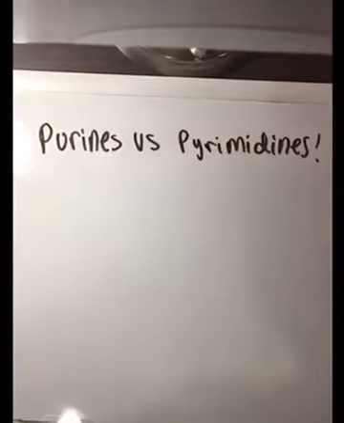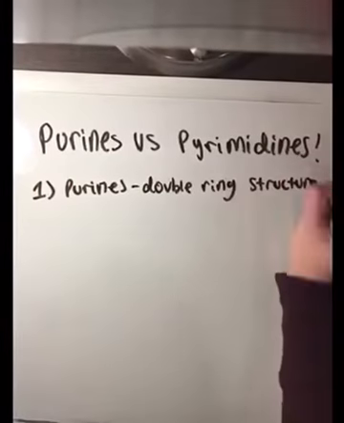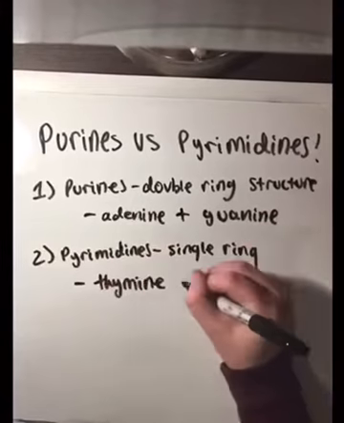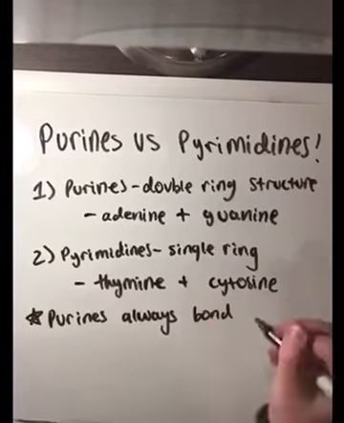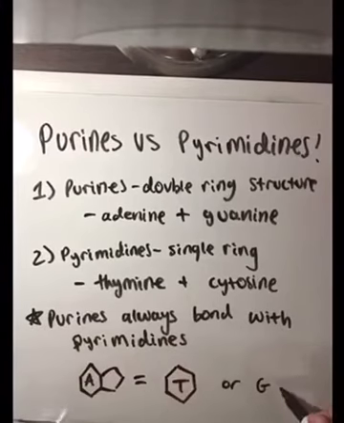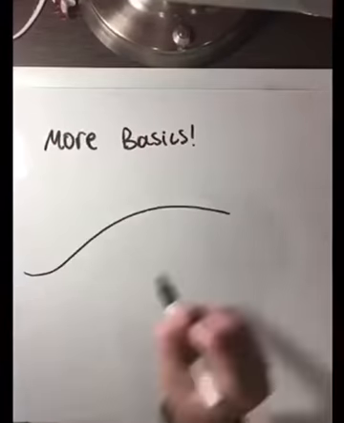So back to the bases. The reason A and G are similar is because they are both purines, meaning double ring structures. And T and C are both pyrimidines, meaning single ring structures. Purines always bond with pyrimidines.